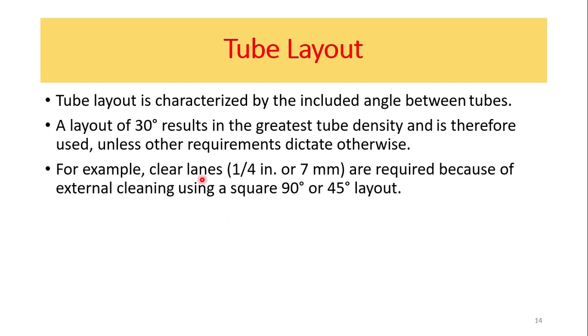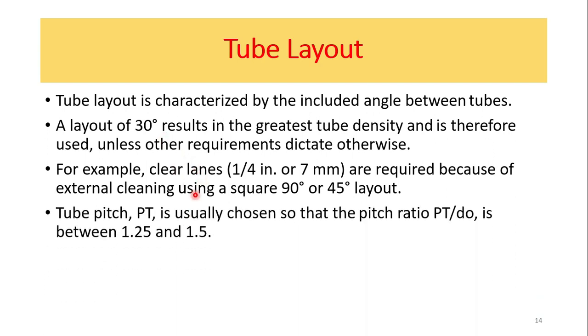And this is why I am emphasizing this point, because you have to use this clearance in the design of the shell and tube heat exchanger. The layout is also very important. So the next point is the pitch. The tube pitch, which is represented by PT, is usually chosen so that the pitch ratio, the pitch divided by the outer diameter of the tube, is usually between 1.25 to 1.5, right? I will show you the next slide about the tube layout.